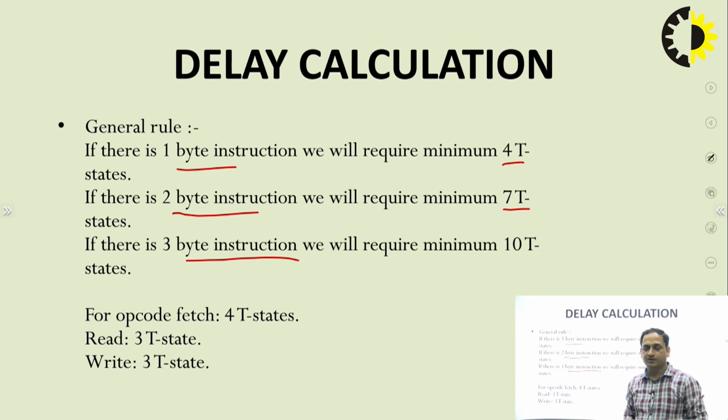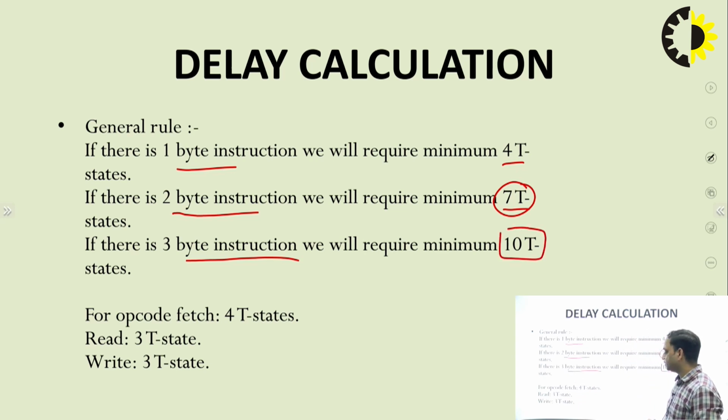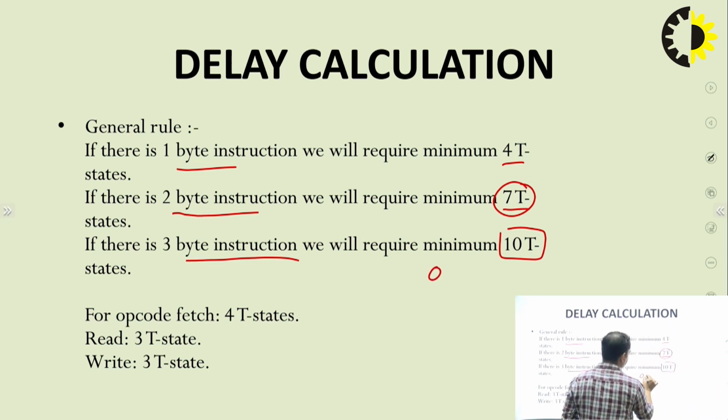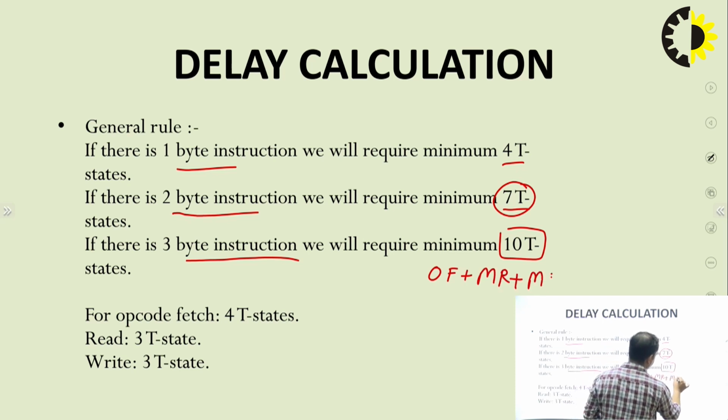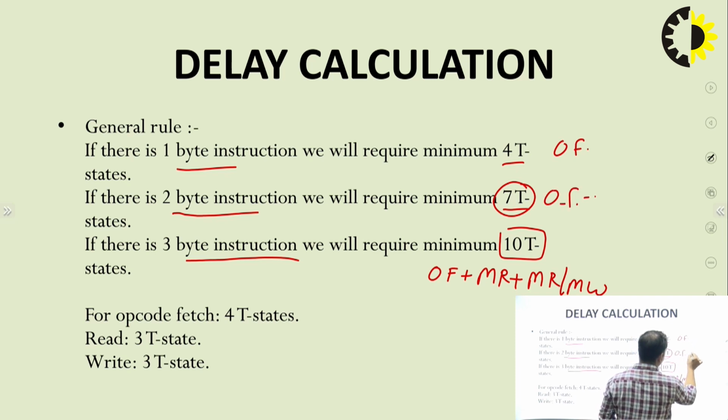So it may combine the opcode fetch plus memory read or memory write operation. And in that 3 byte instruction, it may require 10 T states. So when it requires the 10 T states, it means it may be the combination of opcode fetch plus memory read plus memory read or memory write. So here itself it requires the opcode fetch. It may require the opcode fetch plus memory read or memory write, right?